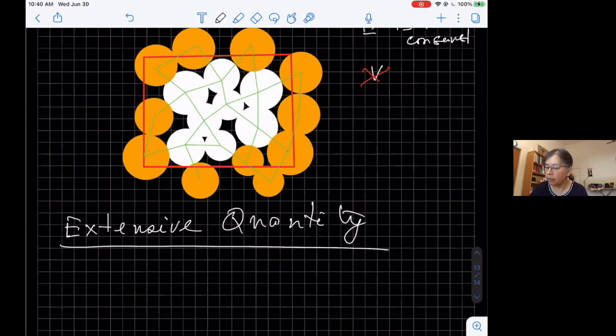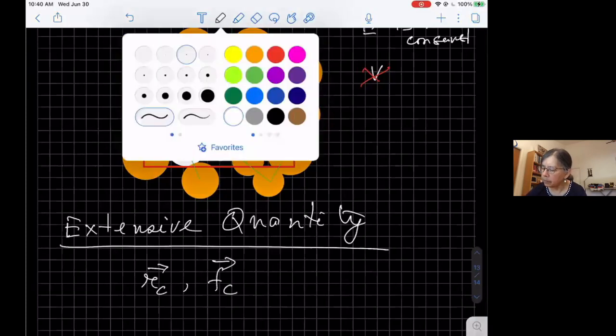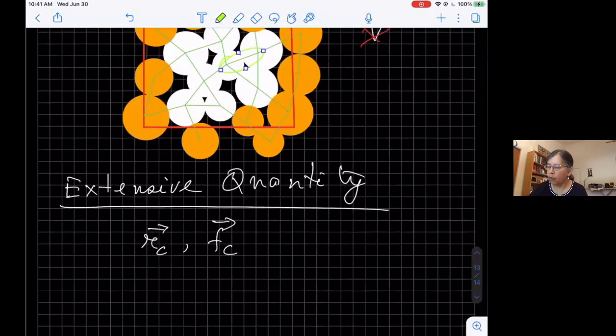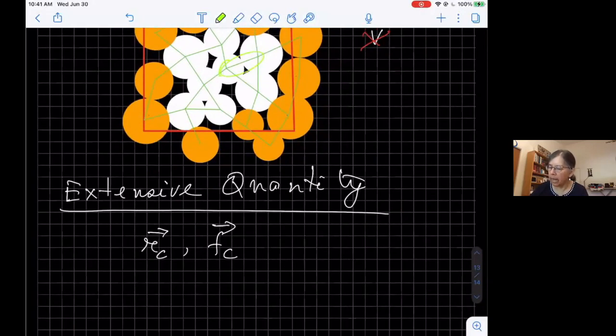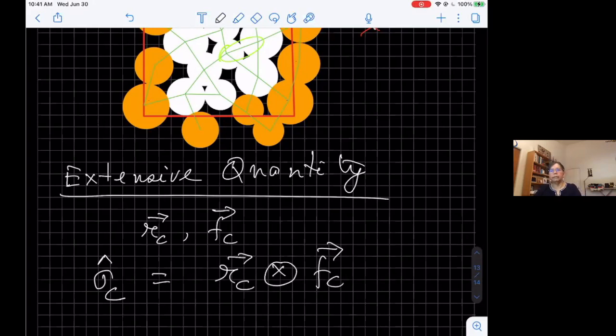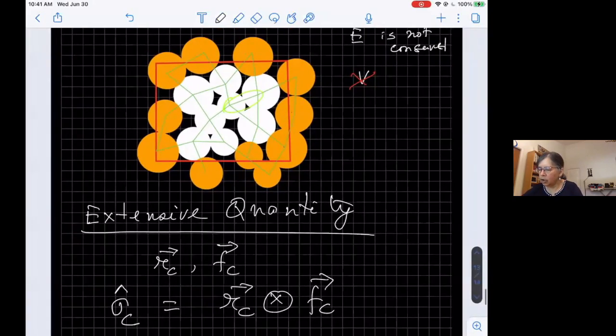So what I can do is, I've already introduced two vectors that live on every contact. Right, so on every contact, I have two vectors that live on it. From these two, I can construct a quantity, a tensor, that I will call sigma c. It's a tensor, and it's just the outer product of RC and FC. So on each contact, I can construct this.